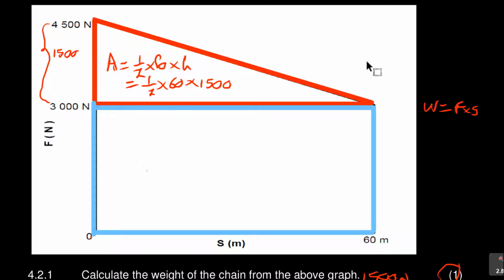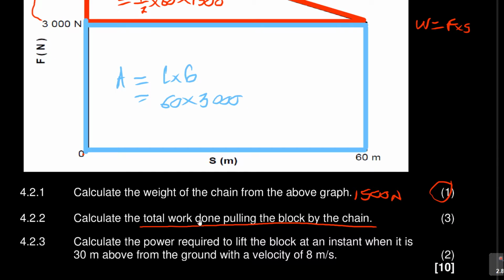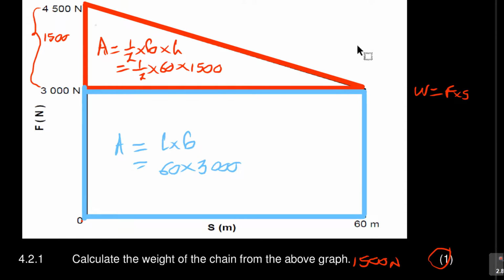That's the area there. What about the area here? The area here is a rectangle, length times breadth. The length is 60 times the breadth, which is from 0 to the top, the height, which is 3,000. That's it. Now the question is, when they say calculate the total work done, you are adding these two. That's all that you are adding.